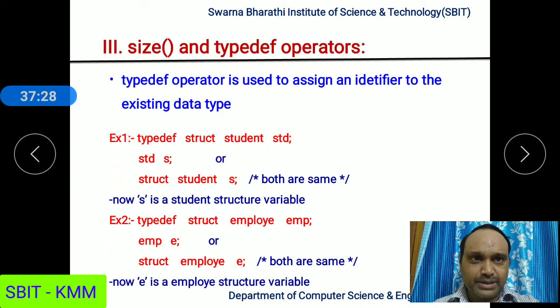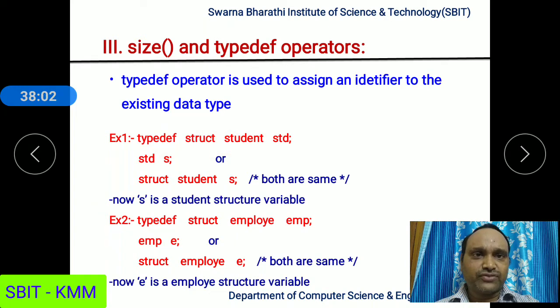you are informing the compiler to interpret that std as student structure. Struct student. Std means you are informing the compiler that it should be interpreted as struct student. Now onwards, once this definition is given to the compiler, you can use std. Wherever you use std, that std is interpreted or replaced by the compiler with the name struct student.